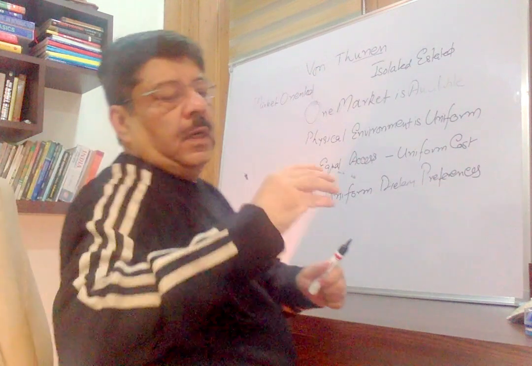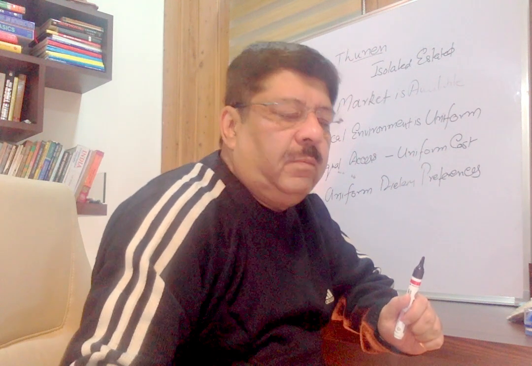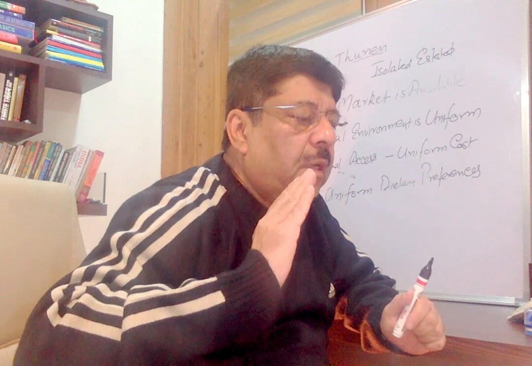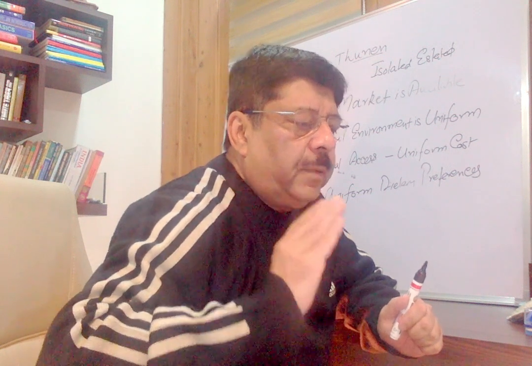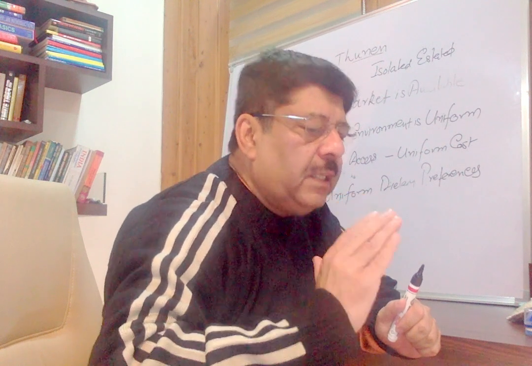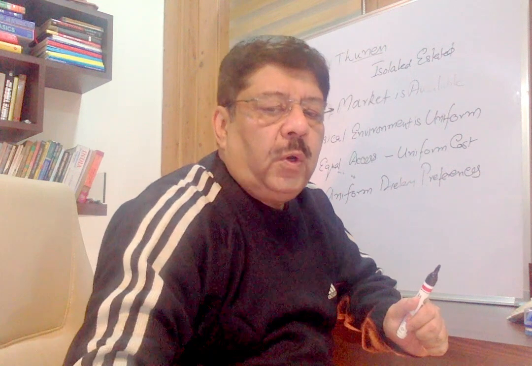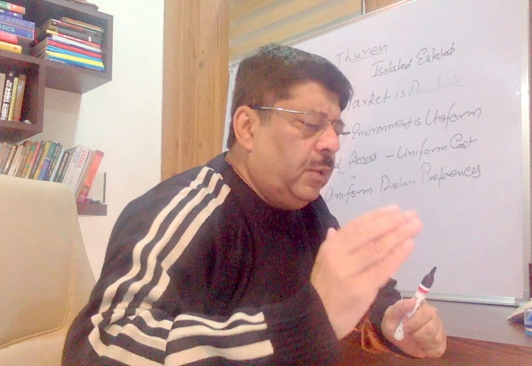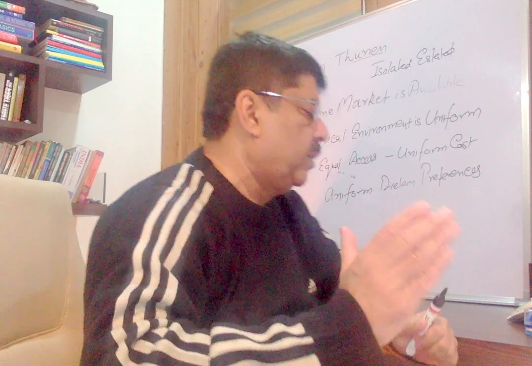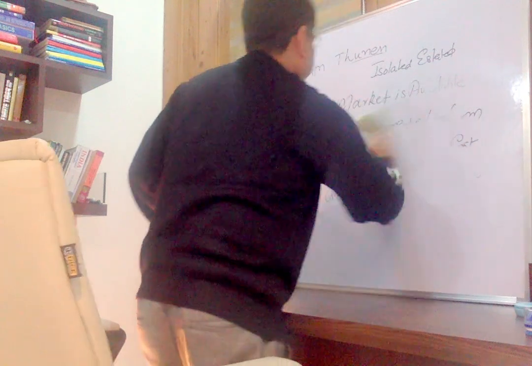Okay. So these are the assumptions. Though in reality it doesn't happen, but these are the assumptions. According to von Thunen, his model works when these conditions are there. So he gave a model. You may find slightly different diagrams in different books, but the basic things are the same.